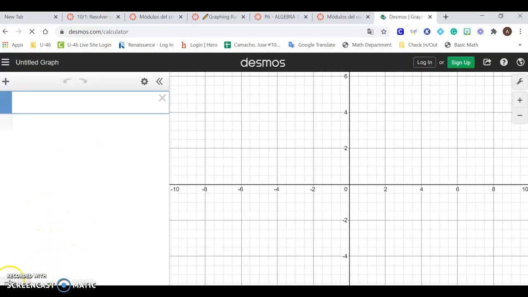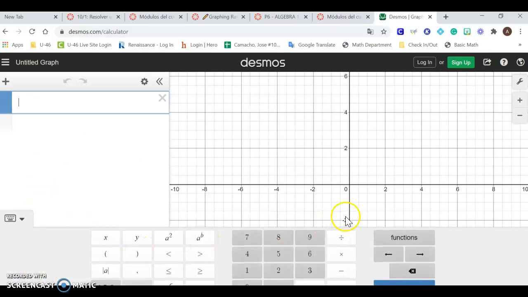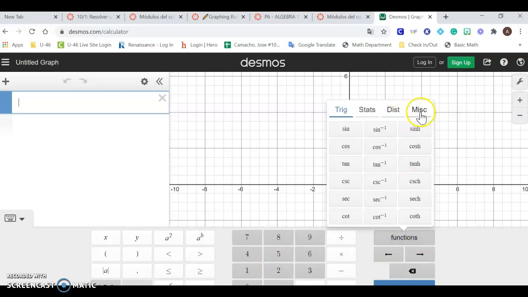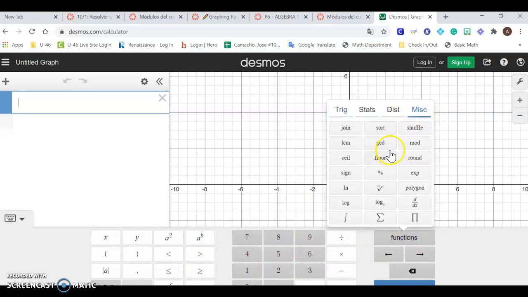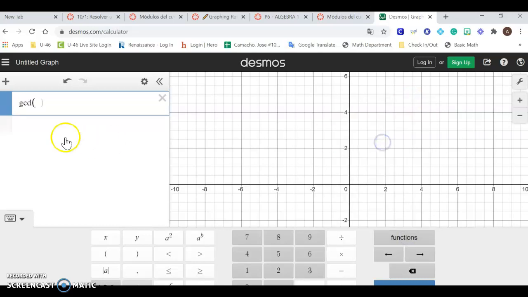You're going to go to the bottom left where you see a keypad. This is from Desmos itself. Now you're going to click on functions. You're going to go to MISC, miscellaneous, and then click on GCD. And so what you would do is just type in the numbers you want to find the greatest common factor or greatest common divisor. So if I want to find it between 4, 24, and 64, close it with a parenthesis, it gives you 4. So that would be your GCF.